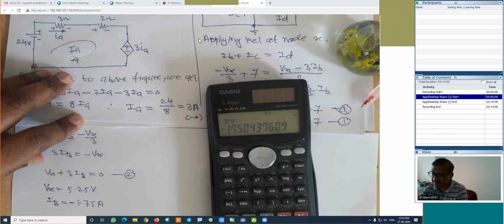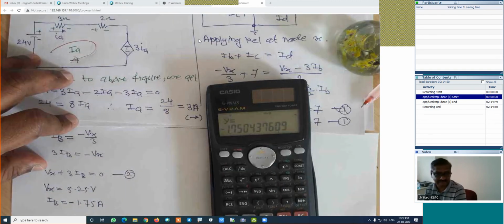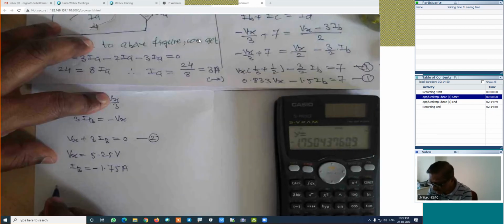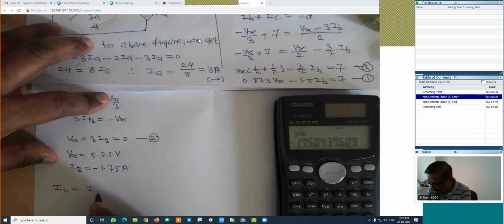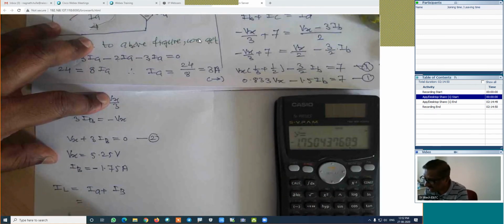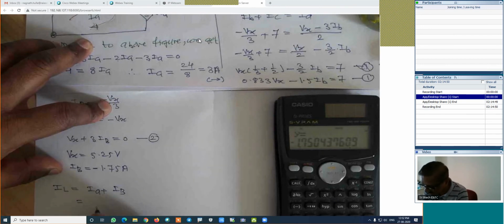Is it right? Look, when we use the method, the answer can be plus or minus. Then how is the final answer? The load current is equal to IA plus IB. Always take plus, because when we calculate by the method, the polarity comes automatically. How much is IA? IA we have calculated, it is 3 amperes plus. How much is the IB? It is minus 1.75 amperes.